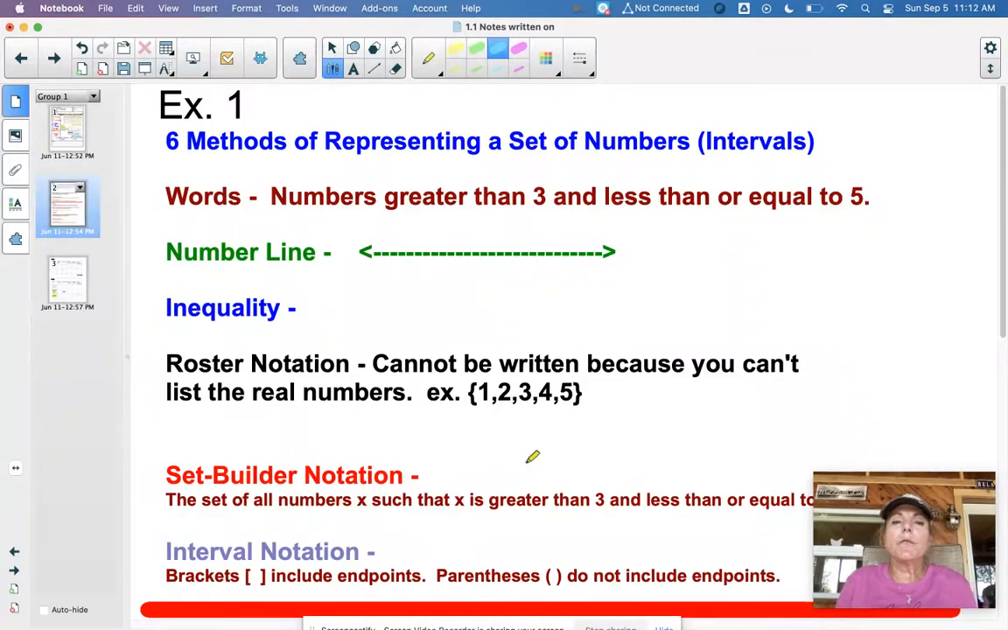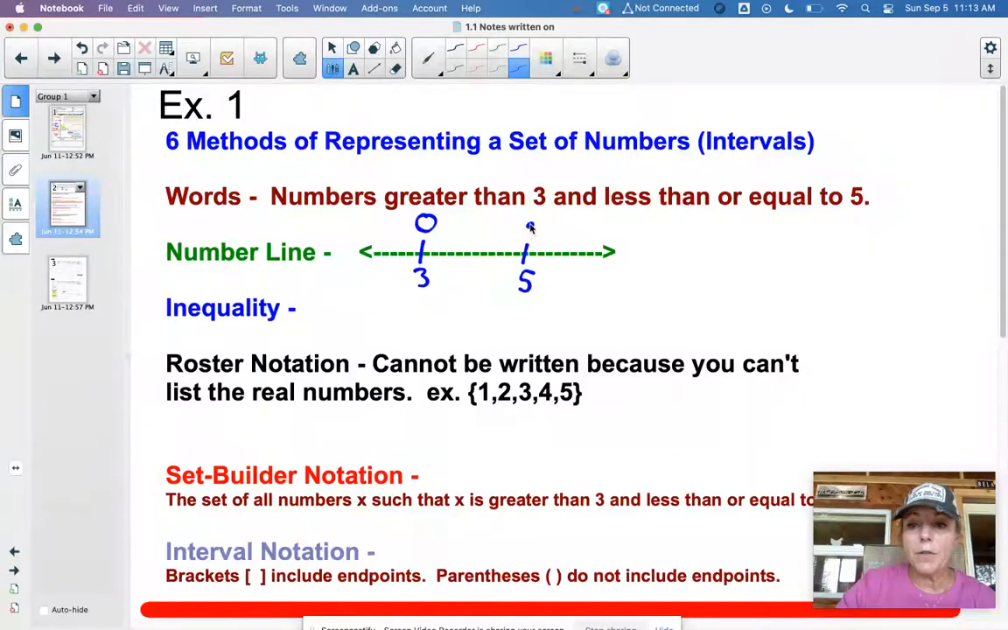So there are 6 methods of representing a set of numbers. We talked about that. So if I give you words, numbers greater than 3 and less than or equal to 5, what does that look like if we plot that on a number line? So let's do a dash and a dash, a 3 and a 5. This is a sandwich situation because there's 2 numbers. Greater than 3 means an open circle. Less than or equal to 5, we have a closed circle, and I'm connecting them like that.